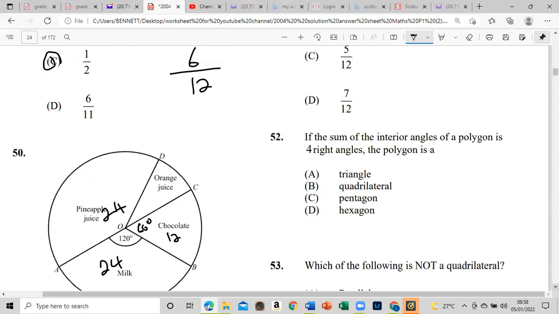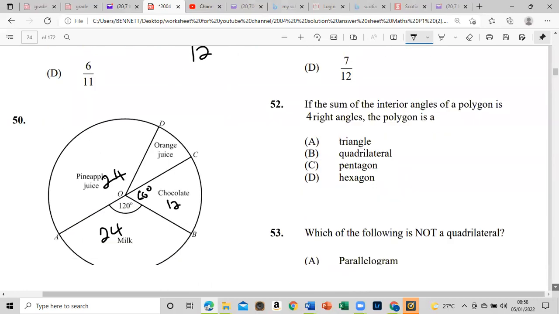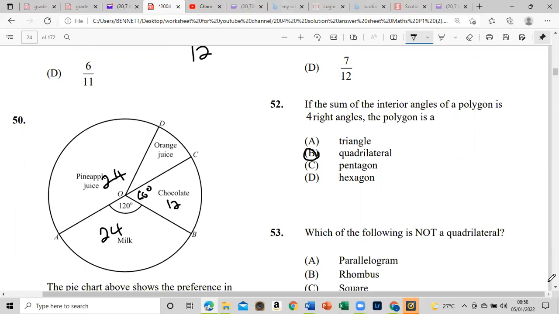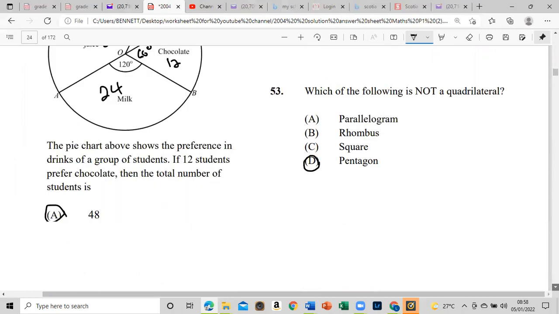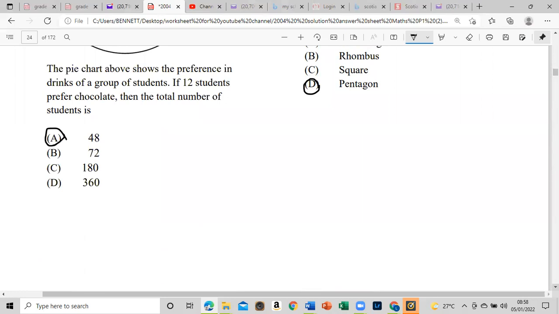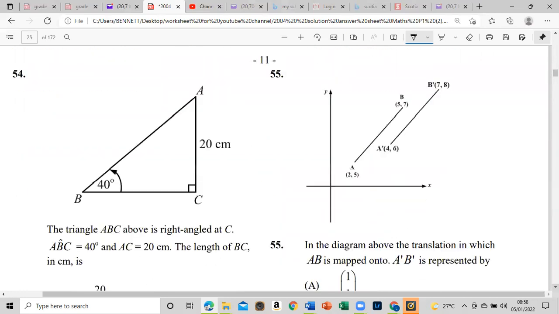If the sum of the interior angles of a polygon is 4 right angles, it's a quadrilateral. Which of the following is not a quadrilateral? So parallelogram, rhombus, square, pentagon, right? It's a pentagon. A quadrilateral has 4 sides, a pentagon has 5. See that? United States Pentagon. Right, let's move on to 54.